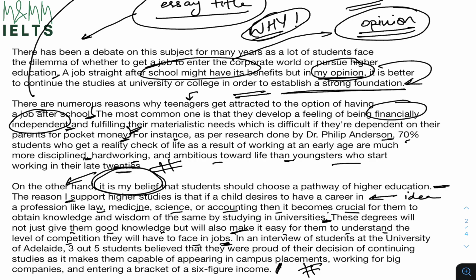In an interview of students at the University of Adelaide, 3 out of 5 students believed that they were proud of their decision of continuing studies, as it makes them capable of appearing in campus placements, working for big companies, and entering a bracket of a 6-figure income.